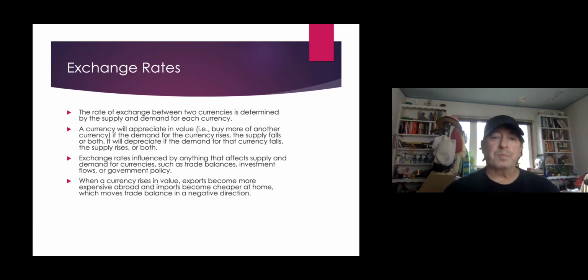So the value of a currency affects trade. When the currency's value goes up, then a country's trade tends to move in the direction of a trade deficit. When the currency value goes down, then it tends to move in the direction of more exports, fewer imports, and thus moves in the direction of a trade surplus.